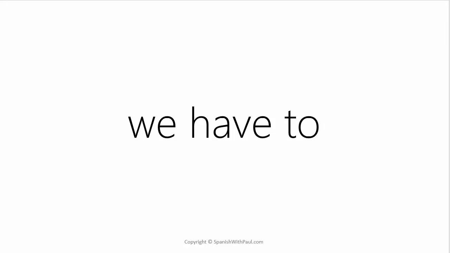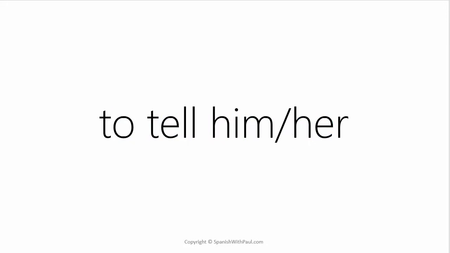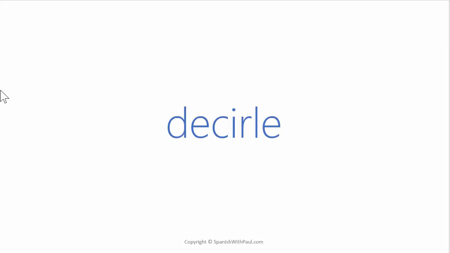We also have this expression of we have to. I wonder if any of you can remember how to say that. Tenemos que. How would you say to tell him or to tell her? So we need a verb and that little pronoun, to him or to her. Decirle. Here we have to tell, decir, and that le implies to tell to him or to tell to her. Decirle. Let's use all of that now.